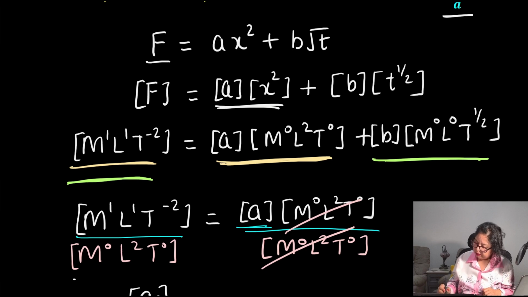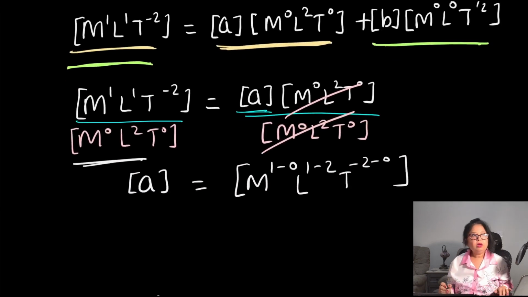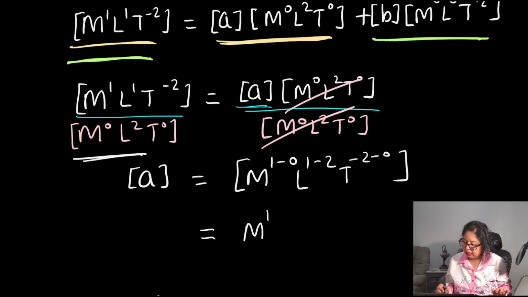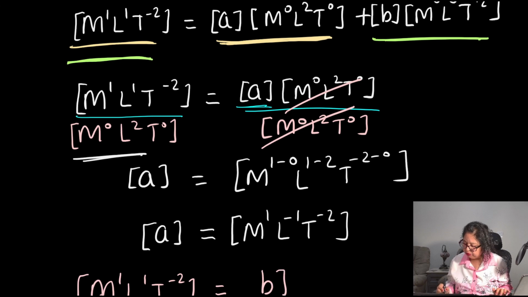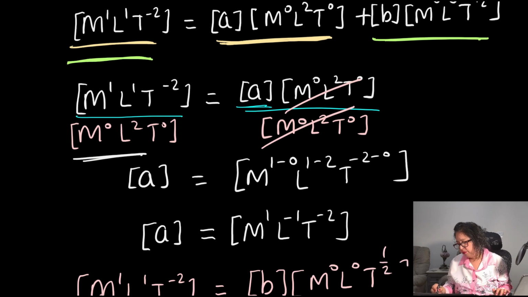So this now gives me M to the power 1 minus 0, L to the power 1 minus 2, T to the power minus 2 minus 0. With me so far? M to the power 1, L to the power minus 1, T to the power minus 2. This is the dimensional formula for A. Now moving on to the dimensional formula for B. On the left-hand side, I have M1 L1 T^-2. On the right-hand side, I have dimensional formula for B times M0 L0 T to the power 1/2.